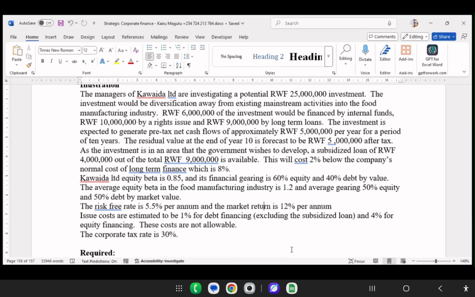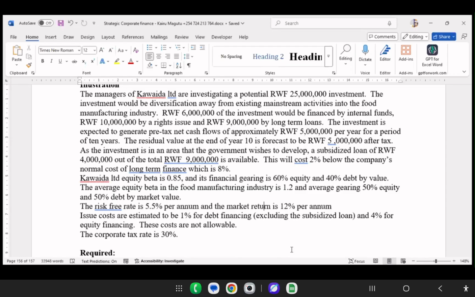The average equity beta in the food manufacturing industry is 1.2, and average gearing is 50% equity and 50% debt by market value. This company is venturing into a new industry whose capital structure is 50% equity and 50% debt. Then we are told that the risk-free rate is 5.5% per annum, and the market return, or the expected return of the market, is 12%.